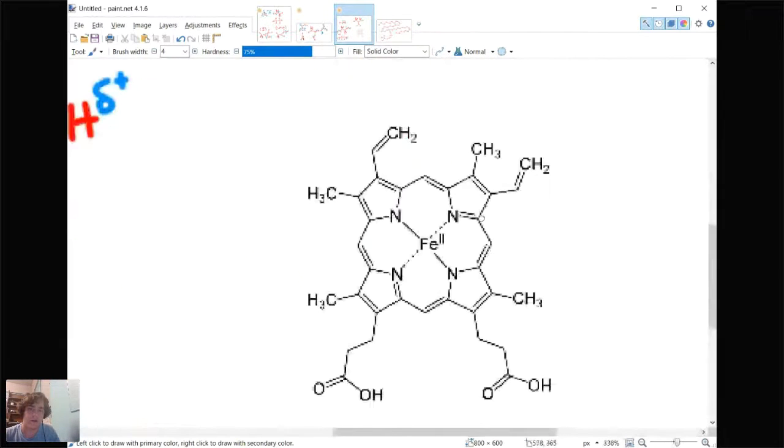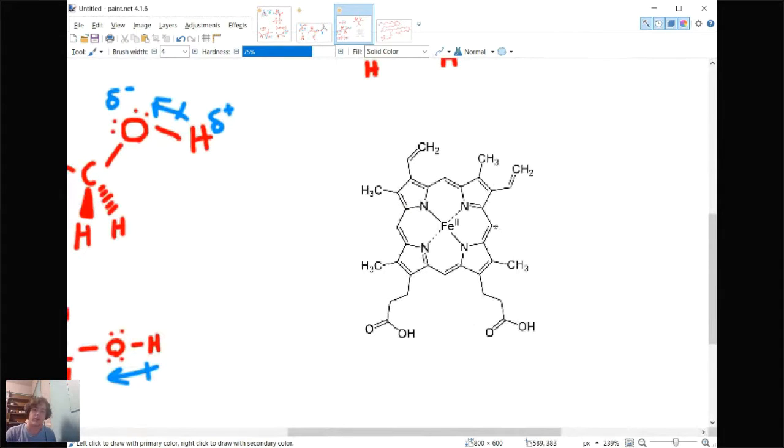And this is not necessarily hemoglobin. This is a molecule that makes up hemoglobin. Hemoglobin is typically four different types of heme molecules that are bonded together via intermolecular forces.